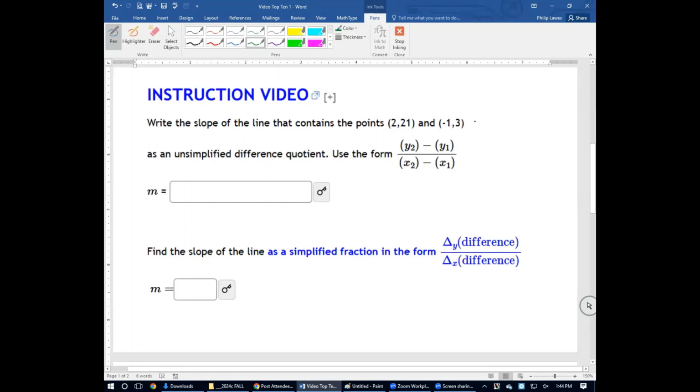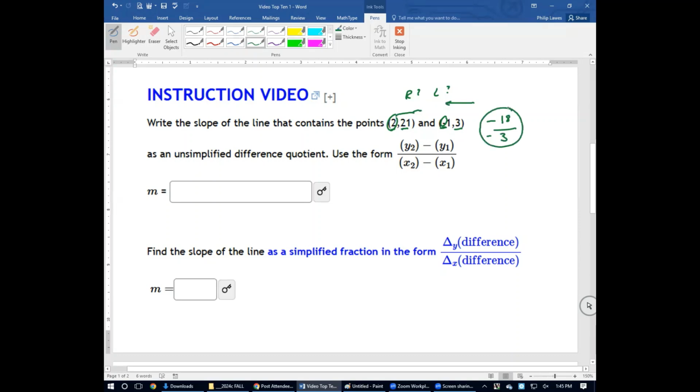Now, the common sense way says, okay, if my y number goes from 21 to 3, did I go up or down? Well, I went down. How much? Well, I went down 18. If my x number went from positive 2 to negative 1, did I go to the right or to the left? Well, from positive 2 to negative 1, I went to the left. And how much did I go? Well, from positive 2, if I go 2, I get to 0. So I went to the left 3.